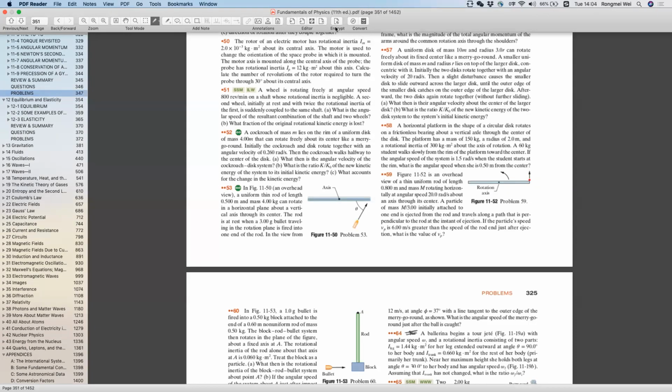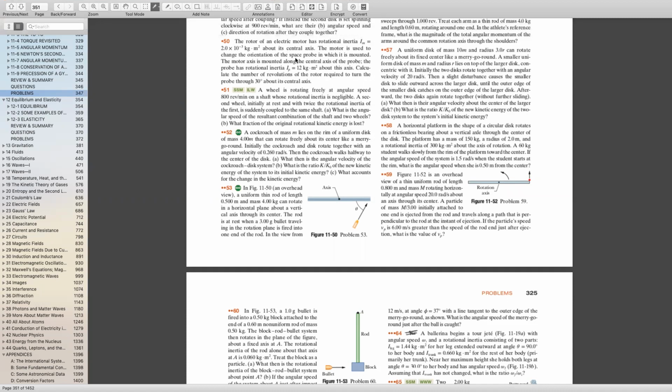Did you guys finish the question reading? Oh, finish reading the question? Yeah. So basically, here's a disk, and a cockroach is here on the ring, with mass M. And there's an angular velocity of 0.26.